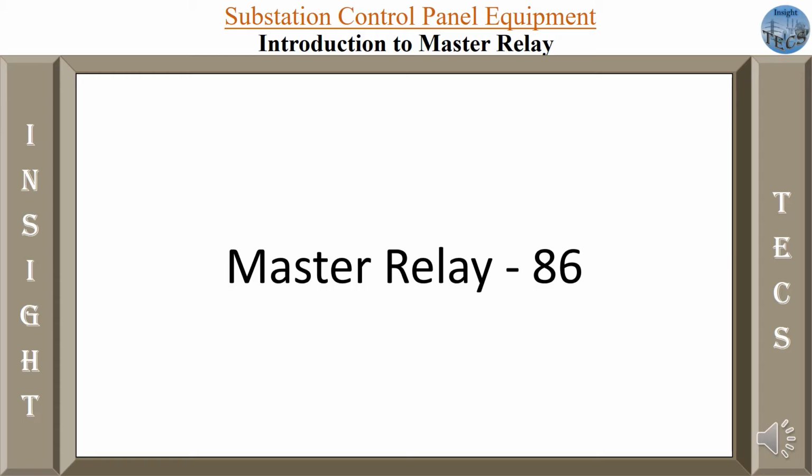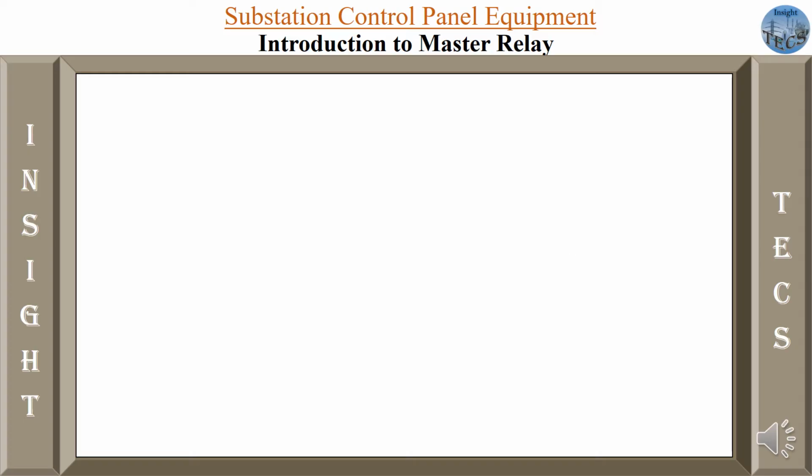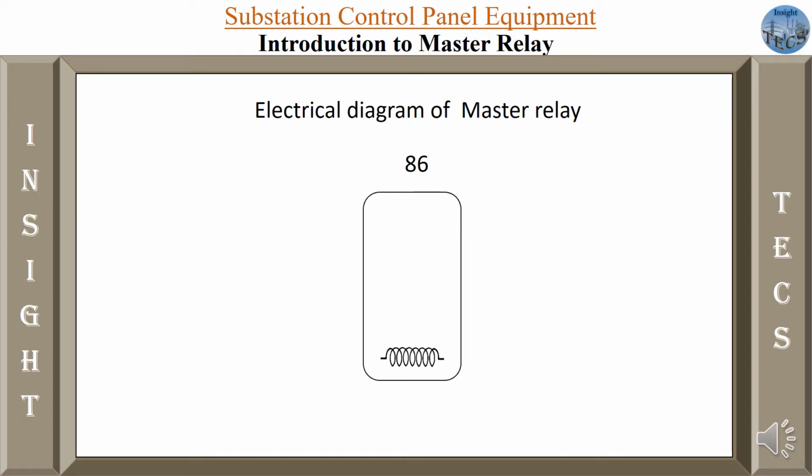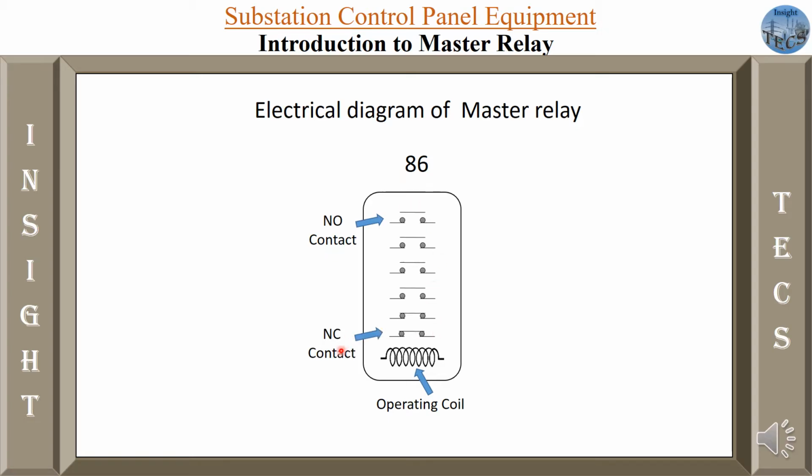Okay, so let's see how the master relay operates. The electrical diagram of a master relay is like any relay. This relay also has an operating coil, and this operating coil is connected with some contacts. There are NO contacts and then there are NC contacts also. So both kinds of contacts are available in the master relay. Depending on what kind of use you want, these contacts can be used. We will discuss one by one how you can use these contacts.